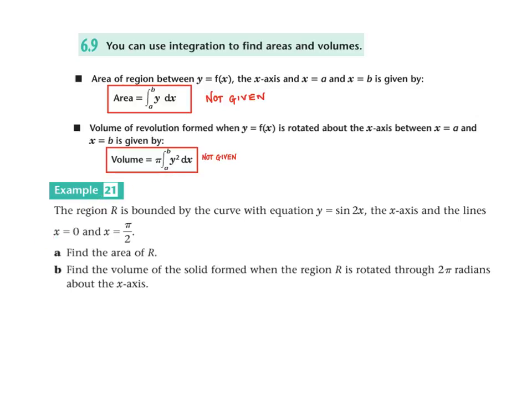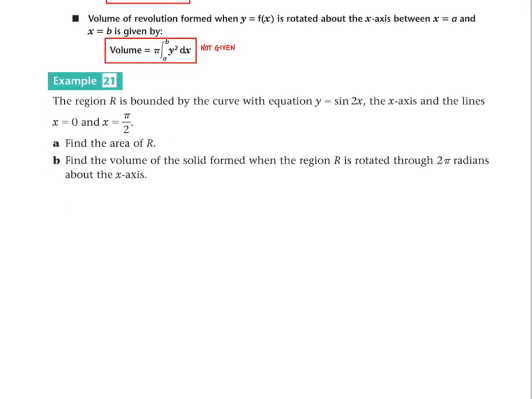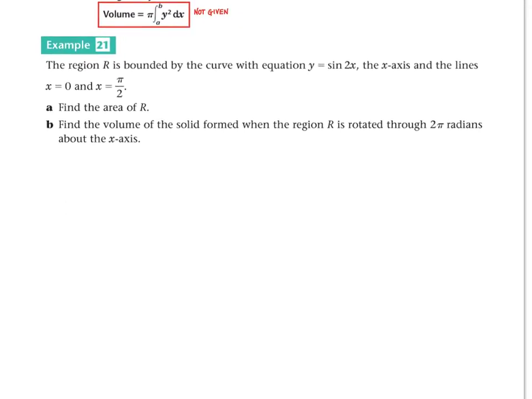Right, first example then. The region R is bounded by the curve with equation y equals sine 2x, the x-axis, and these lines. Find the area. Now it might be quite useful to do a little bit of a sketch of what this looks like, to give a better idea.